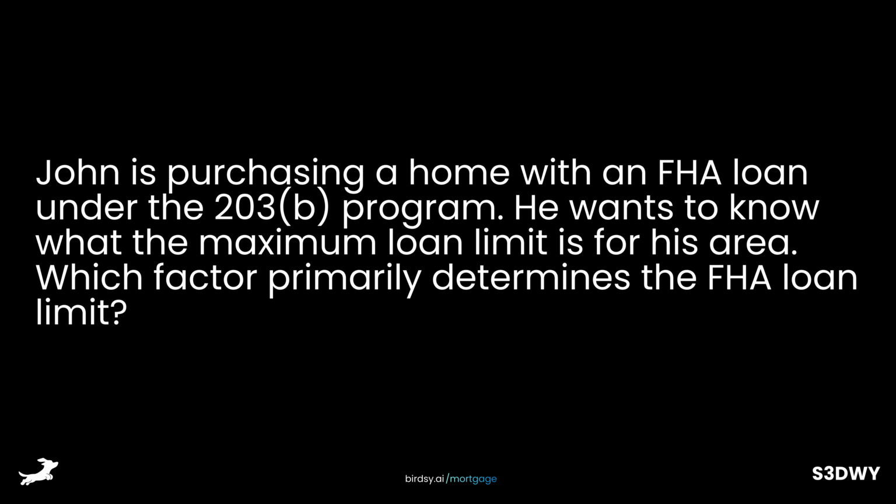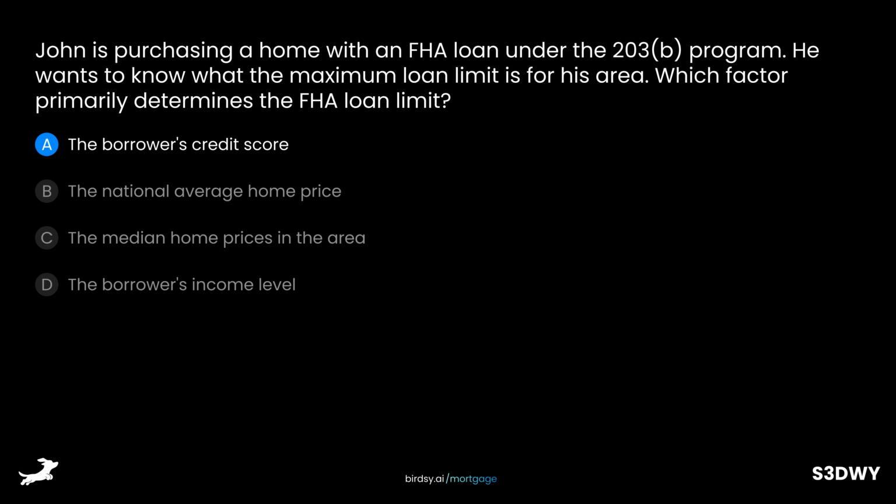John is purchasing a home with an FHA loan under the 203 program. He wants to know what the maximum loan limit is for his area. Which factor primarily determines the FHA loan limit? Is it A, the borrower's credit score, B, the national average home price, C, the median home prices in the area, or D, the borrower's income level?